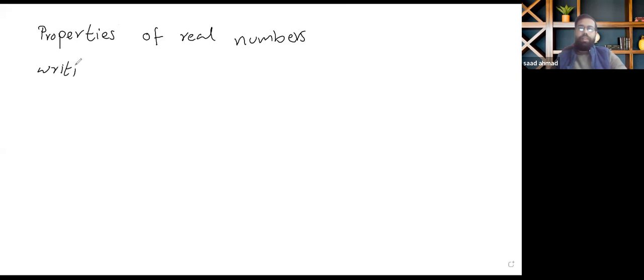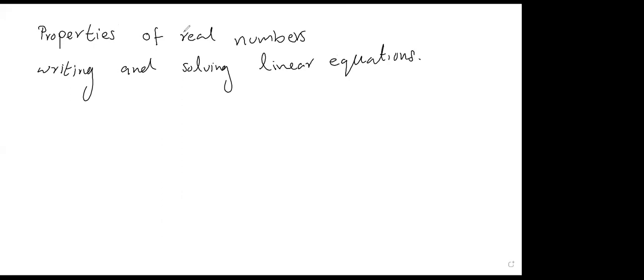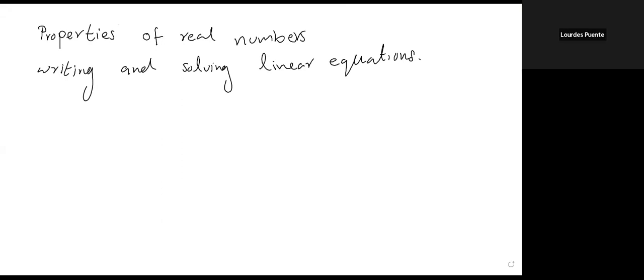So today we are going to start with the properties of real numbers, and then in the next part we will see about writing and solving linear equations.